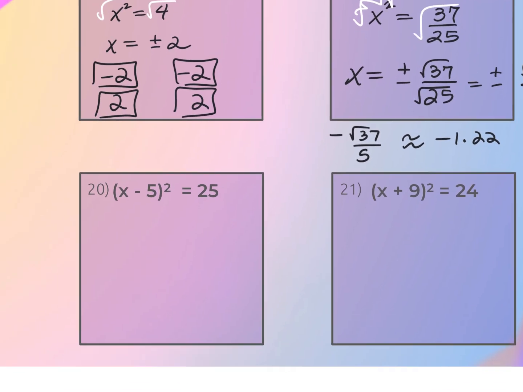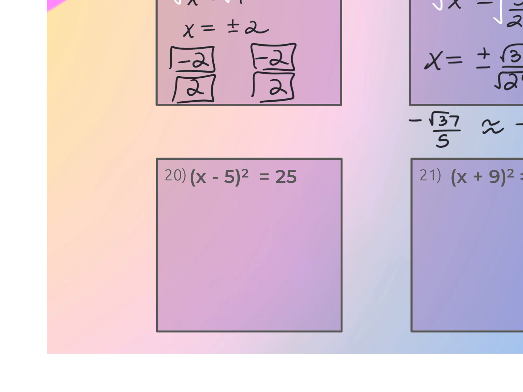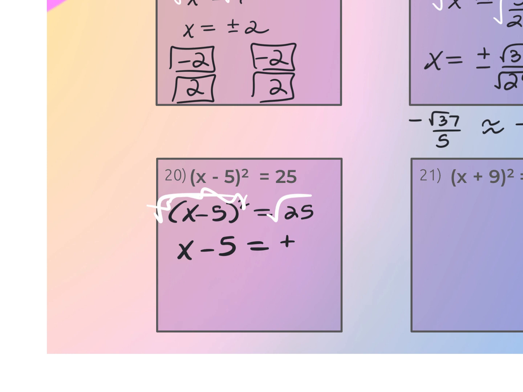So for number 20, again, you're going to square root both sides. My square term is a binomial, and that's okay. So we're going to square root it, which cancels the square. So the x minus 5 comes out. The square root of 25 is positive and negative 5.